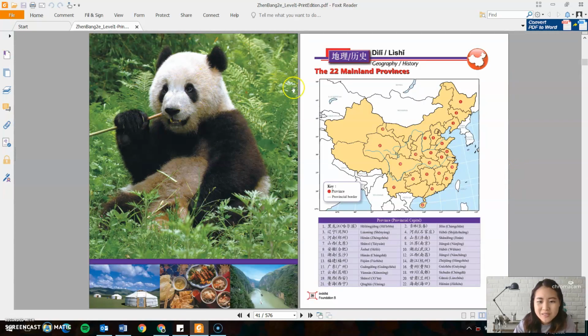熊猫 panda. All right, the 22 mainland provinces. There are a lot of provinces, and I will tell you that just like I remember when you were younger, you had to remember like the US map and the world map. No? Well, you were supposed to. I will say for sure that as Americans, we are very bad with geography.